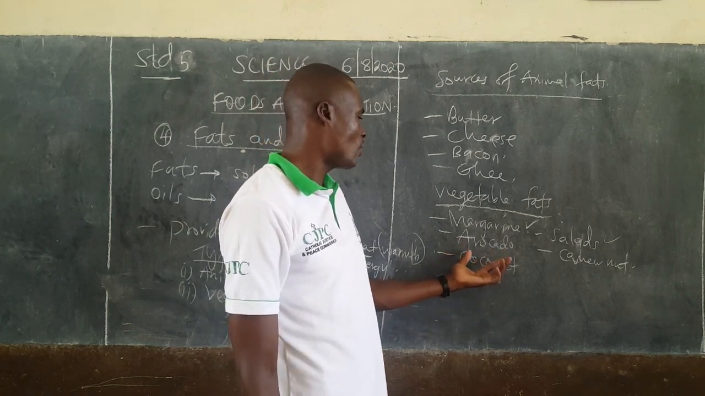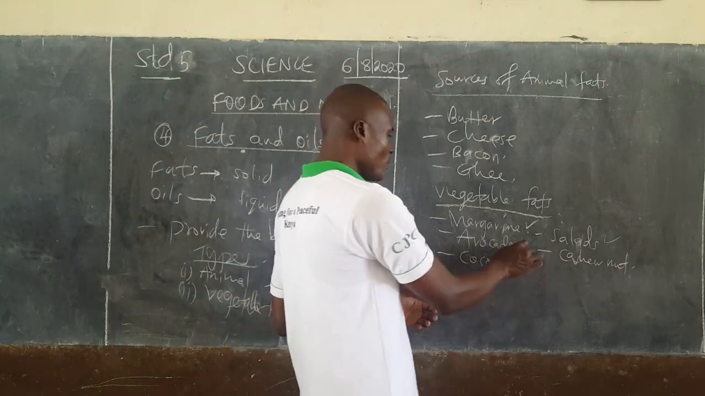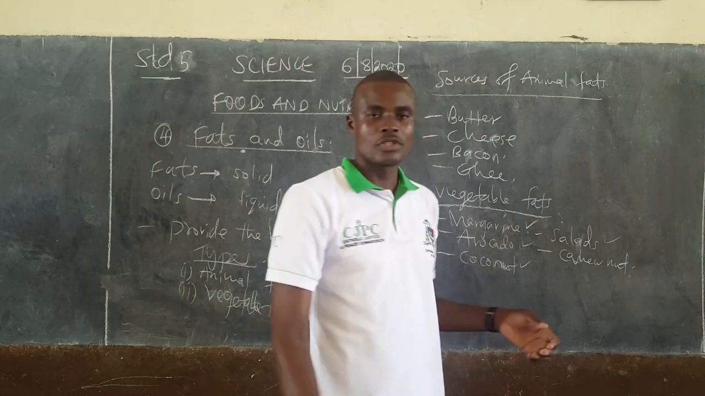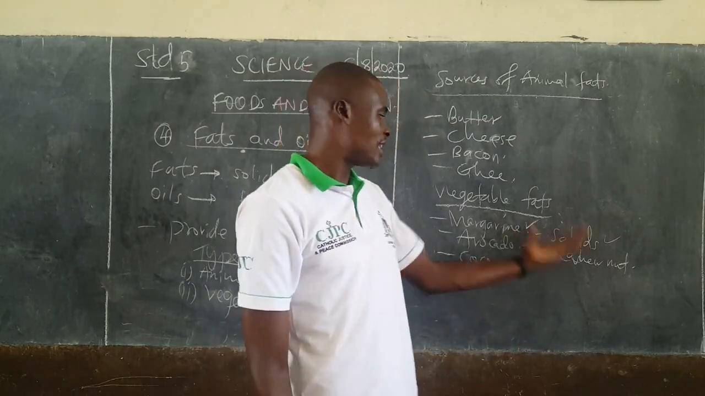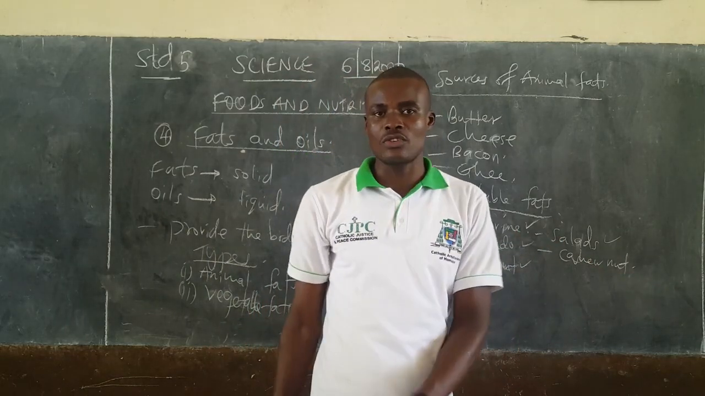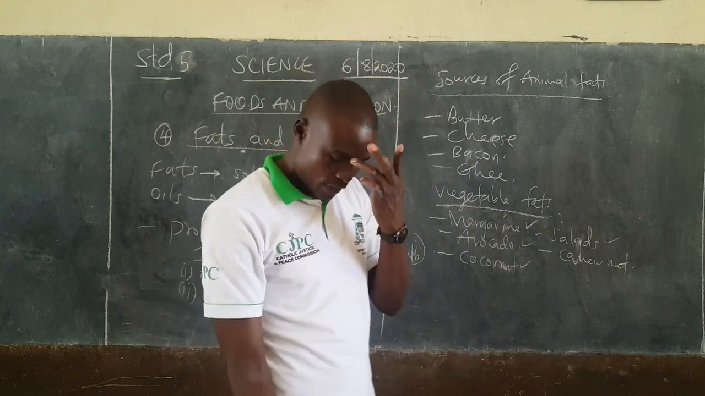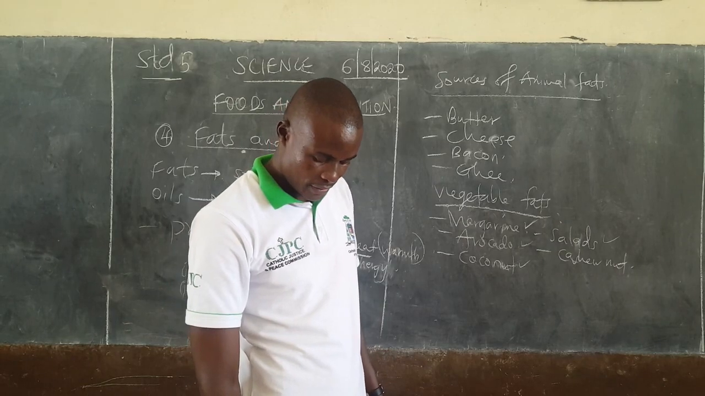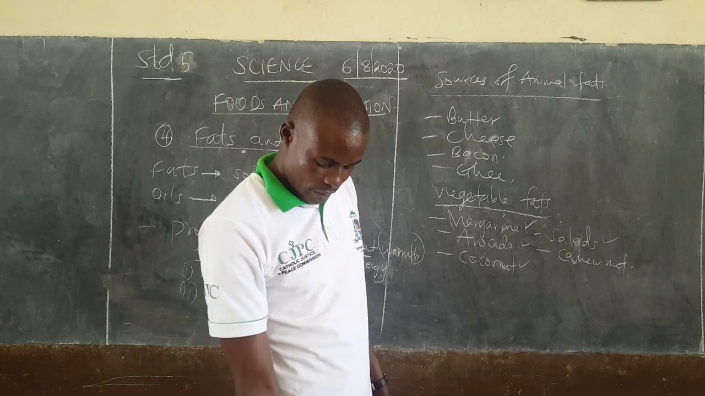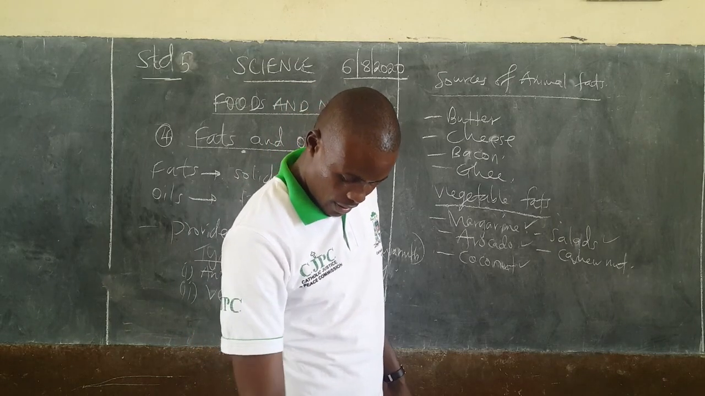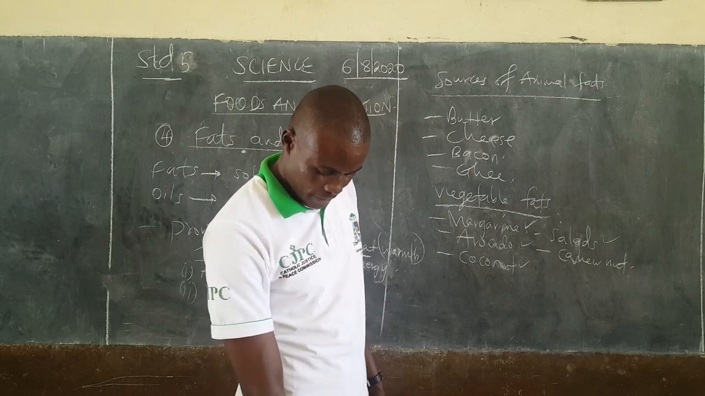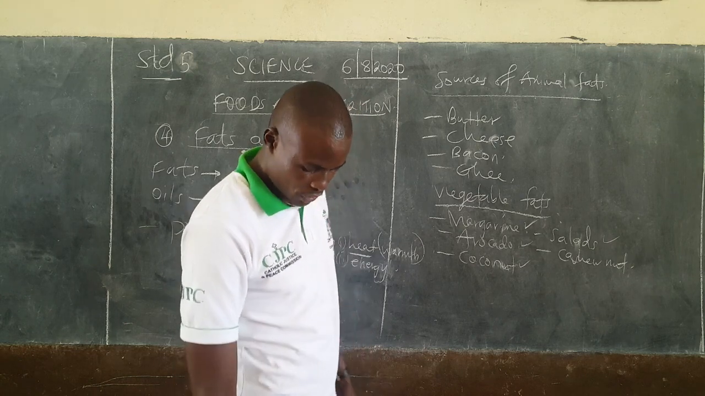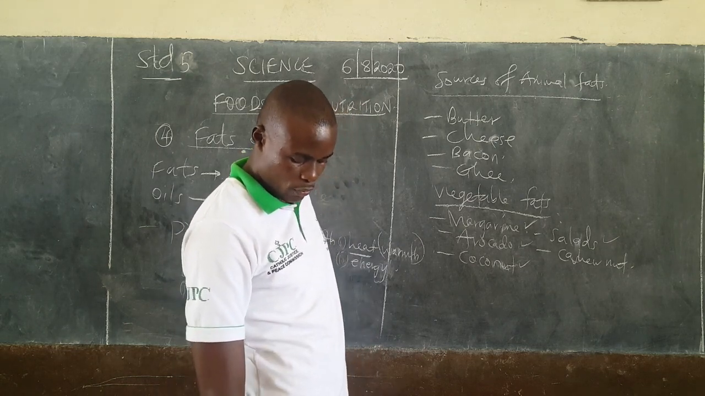We have avocado. Some people normally eat avocado with bread as well. Then coconut. We normally use the coconut to cook food. Salads I have mentioned already, and cashew nut is almost the same as peanut butter. So the other oils are in liquid form. Oils are in liquid form, and they are normally obtained from plants.